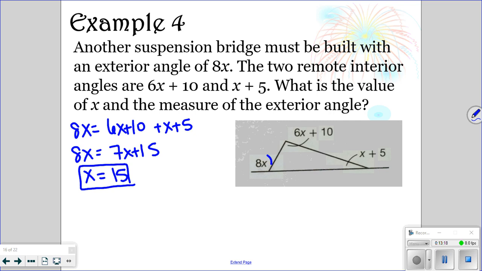And then you're just going to plug in to find your exterior angle. So 8 times 15 is going to equal 120 degrees. So that would be your exterior angle.